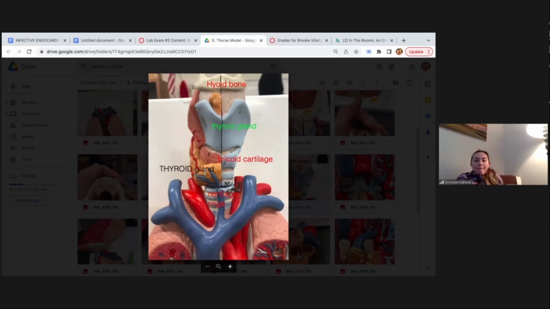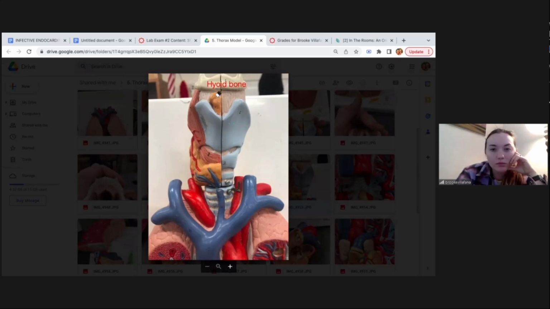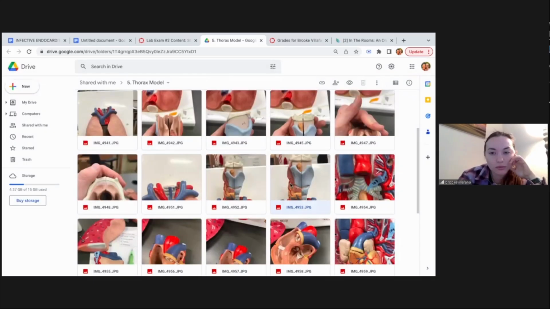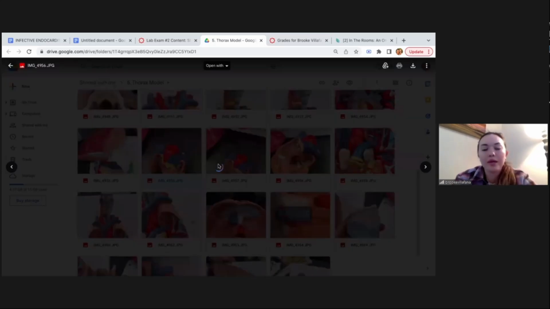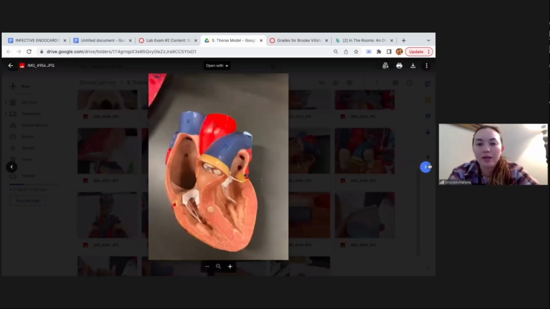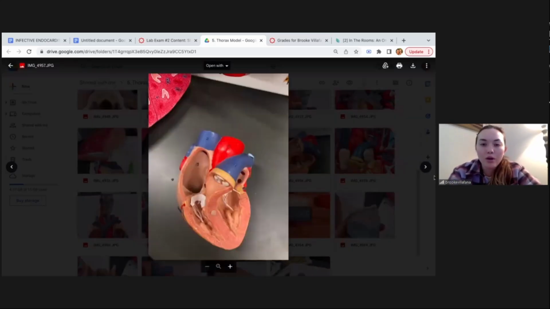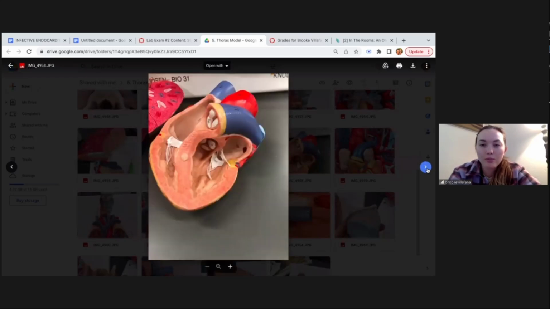Thyroid gland. And then I want to go to the heart and show you guys that before you go. Okay, so looking at our heart, remember that this is a really good way to see your heart and its chambers, on this model right here. I like this one because we can see everything at once. So let's label that really quick.